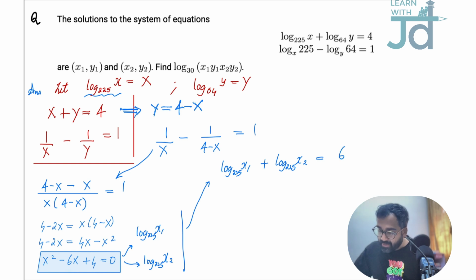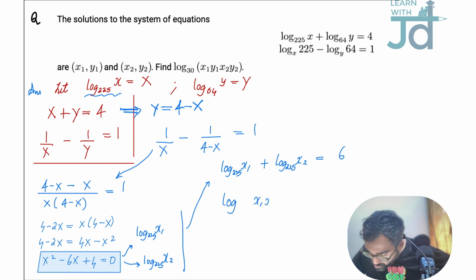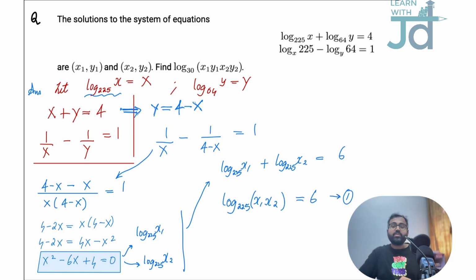So this is 6. Okay. So here you will write log x1 x2 to the base 225 is equal to 6. Equation 1. So this is the first equation.